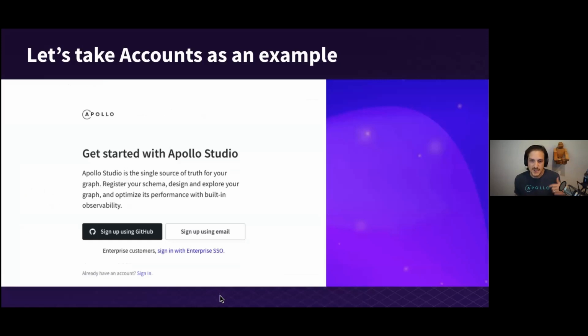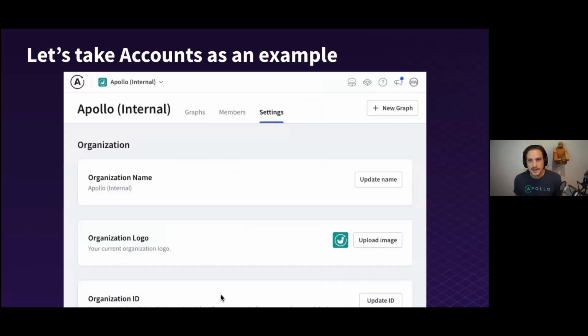Now, if we think about signing up for an account, we can sign up with a GitHub account. We can sign up with email. There's also an enterprise SSO type route inside of here, but you can see two sign up paths on the screen. And we have settings, right? So you can update things in your account. You can see we have update name, upload image, update ID, right? So this is the UI, the experience of what we're trying to drive, right?